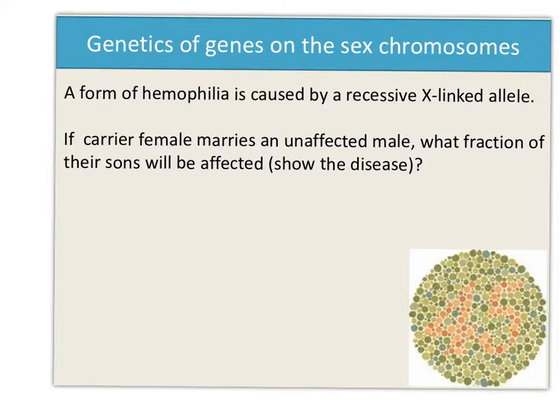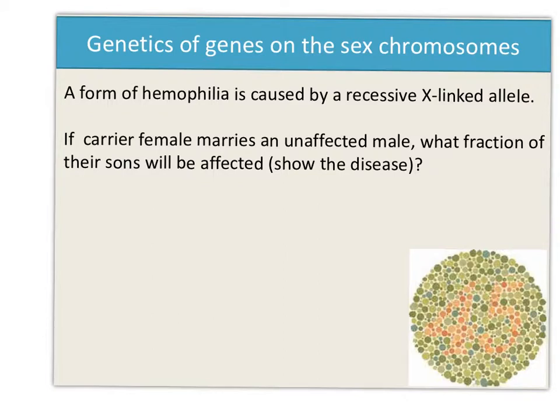Okay, this is where we left off. Genetics of genes on the sex chromosomes is a continuation. Instead of color blindness, it's hemophilia. It's also a recessive X-linked trait. We'll go through this. If a carrier female marries an unaffected male, what fraction of their sons will be affected?